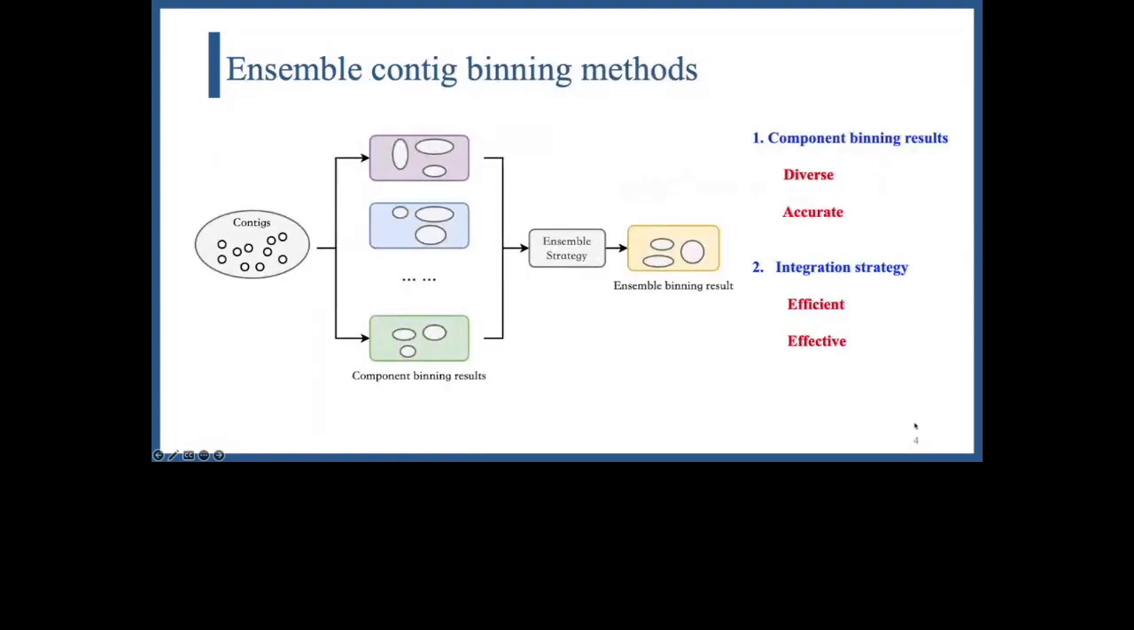There are two essential parts to an ensemble binning method. One is to get the component binning results. We hope these component binning results are diverse and accurate. The other part is the strategy to integrate these component results. We expect the integration strategy to be efficient and effective.